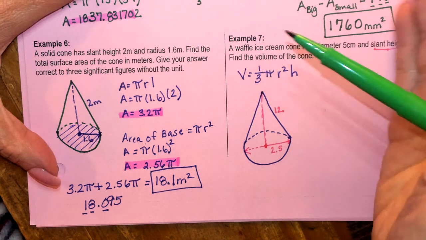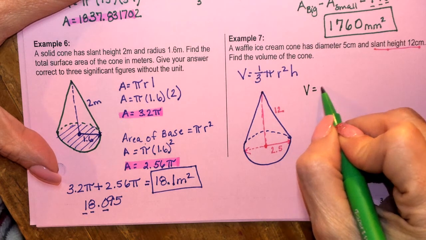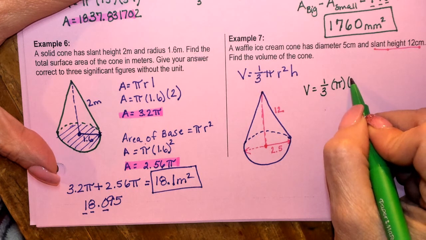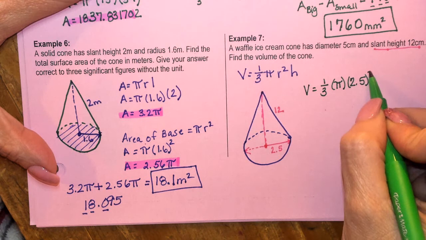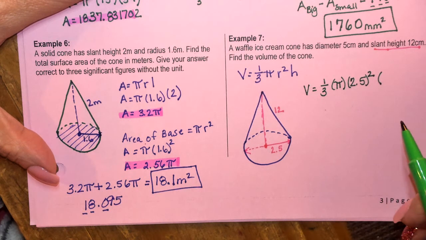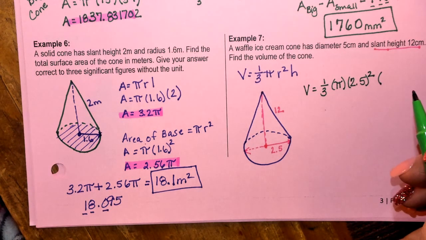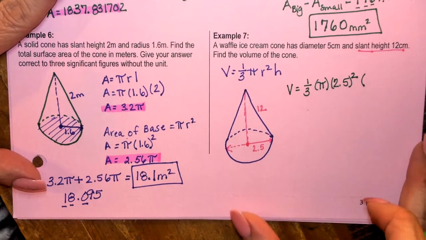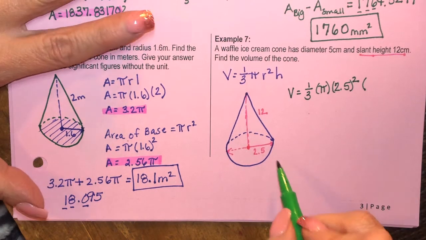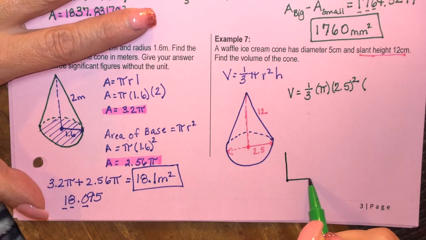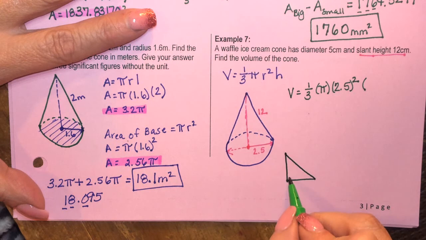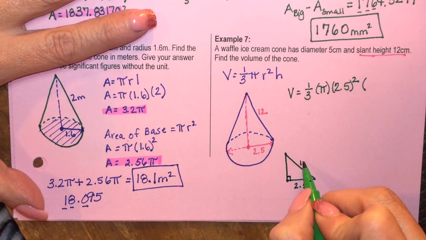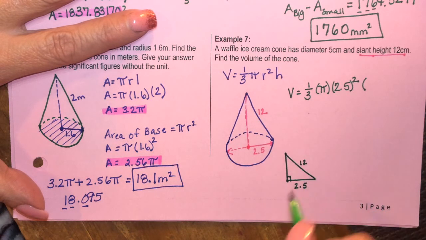So let's see what I know. The volume equals 1/3 times pi times 2.5 squared times h, the height, right? I don't know the height of the cone. Okay, so I'm going to have to do a little work. Man, I thought I could get away with this. Okay, come down, over, and I know the slant. So, I know that this is 2.5. I know that this is 12. And I need to know that height over there.